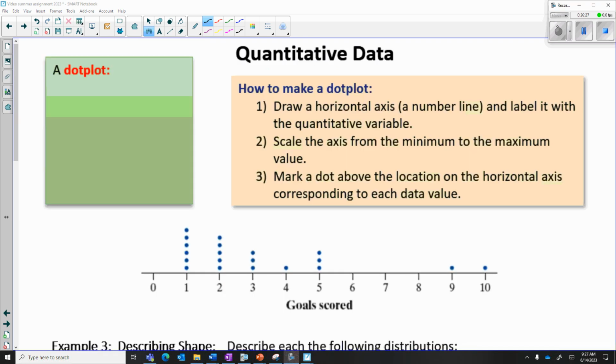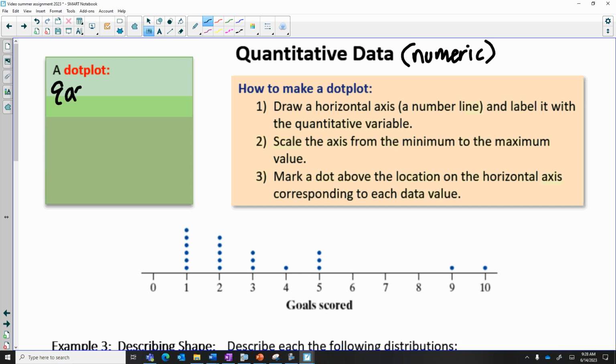Okay, the next thing we're going to talk about is quantitative data. Quantitative data, we said in the beginning, is data that is numeric. So it takes on a numeric value. Now there's a bunch of different ways that we can graph quantitative data. The first one is called a dot plot, and you guys may have seen a dot plot in Algebra 2 or in the past. So a dot plot basically puts a dot representing each individual observation.